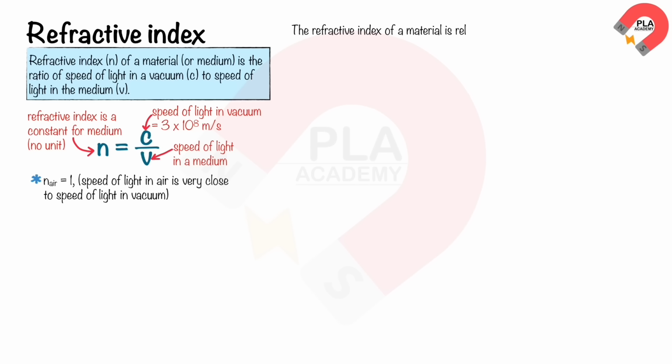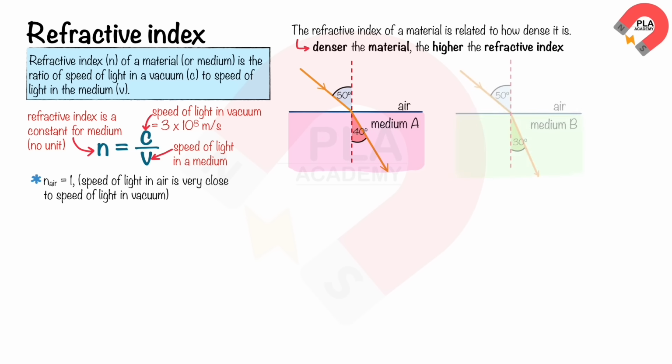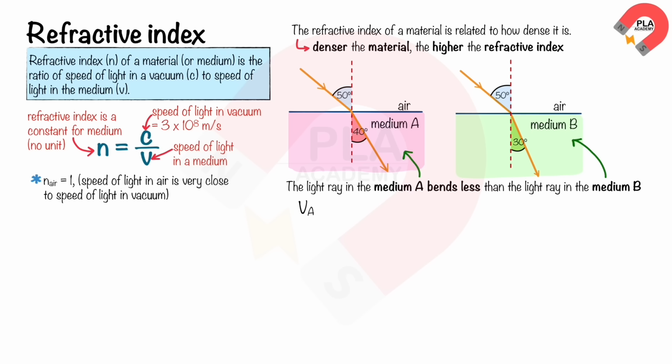The refractive index of a material is related to how dense it is. Generally, the denser the material, the higher the refractive index. For example, the light ray in medium A bends less than the light ray in medium B. So, the speed of light in medium A is more than the speed of light in medium B. This shows that medium A is less dense than medium B. Therefore, the refractive index in medium A is less than in medium B.